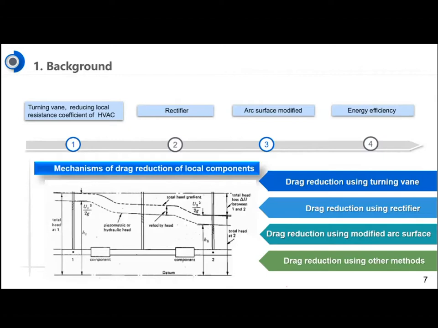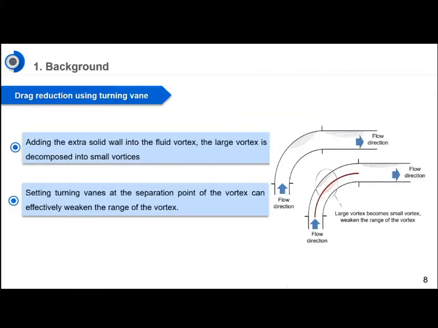There are different ways to reduce local resistance coefficients for HVAC systems, including drag reduction using the turning wing, drag reduction using the rectifier, drag reduction using the modified arc surface, and so on. Drag reduction using the turning wing.